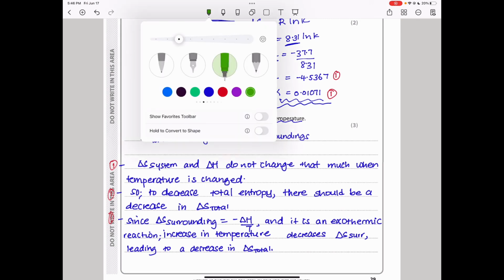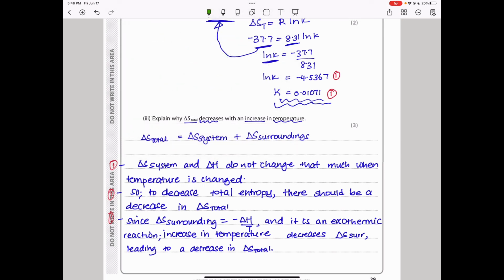The next part of the question says, again, I want to use highlighter here. Let me use a different color. It says, explain why the ΔS total decreases with an increase in temperature. So, of course, you know this. The ΔS total is the ΔS system plus the ΔS surrounding. And the ΔS surrounding is negative ΔH divided by T.